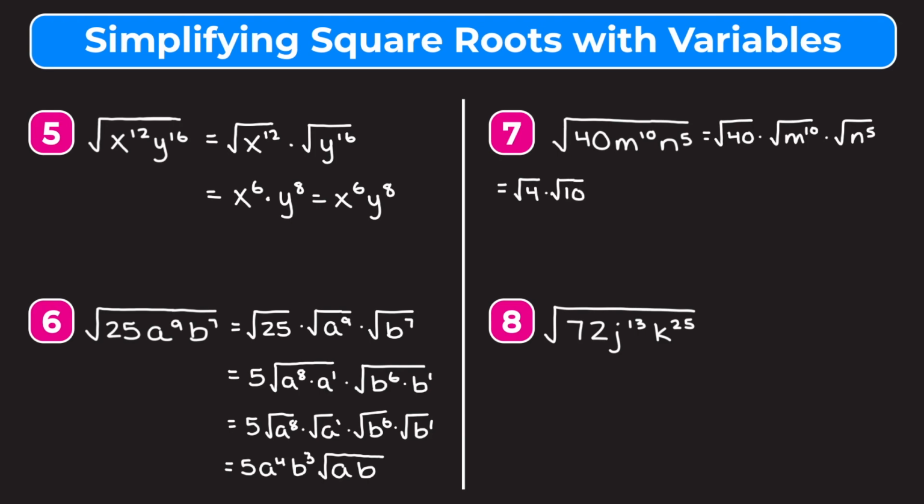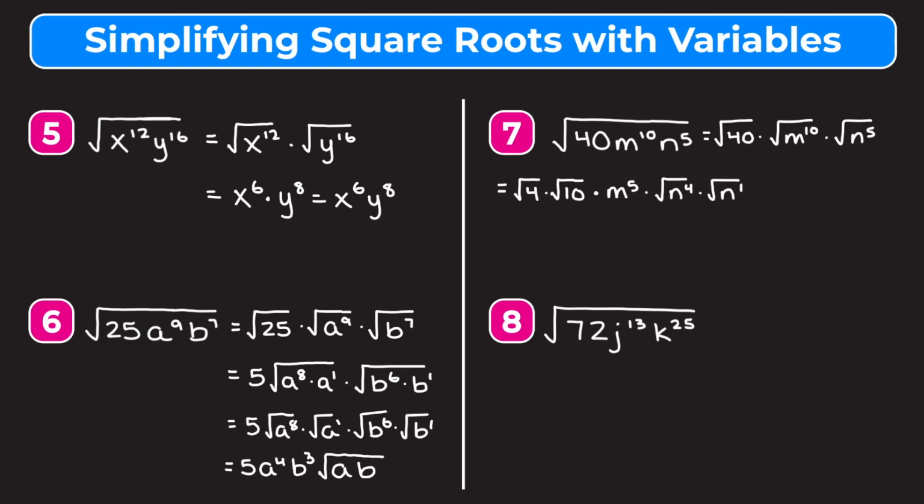For the square root of m to the 10th, since we have an even exponent, we can just cut it in half. So we get m to the 5th. And for the square root of n to the 5th, since we have an odd exponent, we have to rewrite this as the square root of n to the 4th times the square root of n to the 1st.